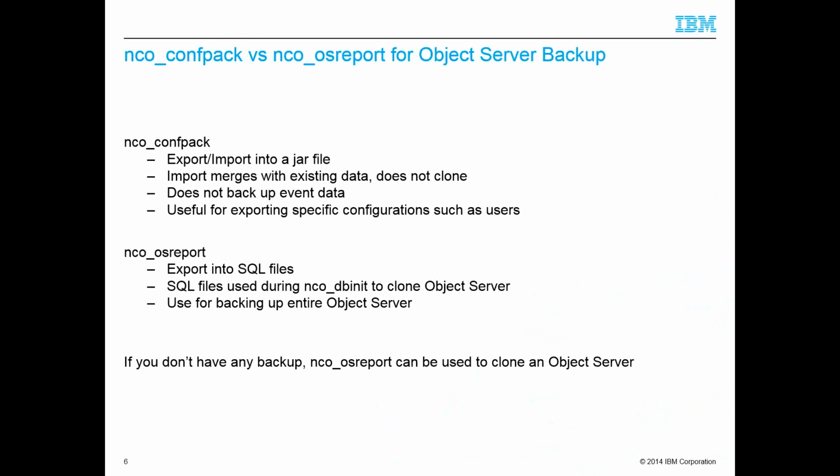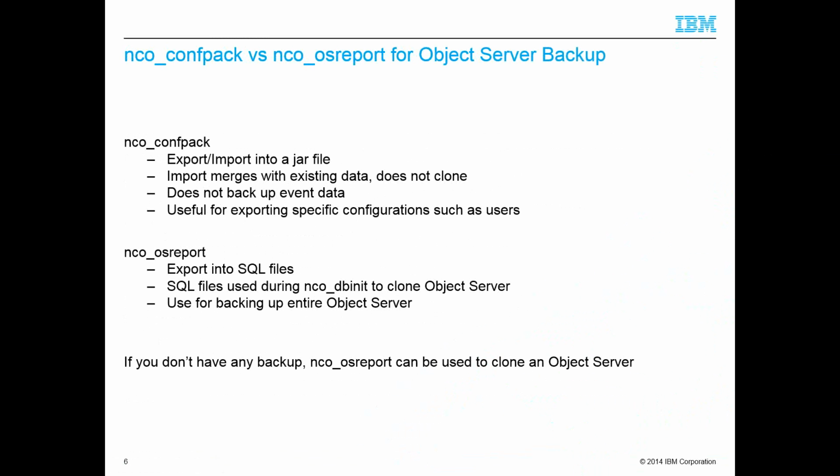Okay, NCO OS report. This was added in OMNIbus 7.3.1. So if you have OMNIbus 7.3.0, you won't have access to NCO OS report. What this does is it exports your object server into SQL files. If you remember OMNIbus from way back in OMNIbus 3.5, when you shut it down, it would actually write SQL files. It would write everything out in SQL. This is similar to that in that it exports it into about 5 or 6 SQL files.